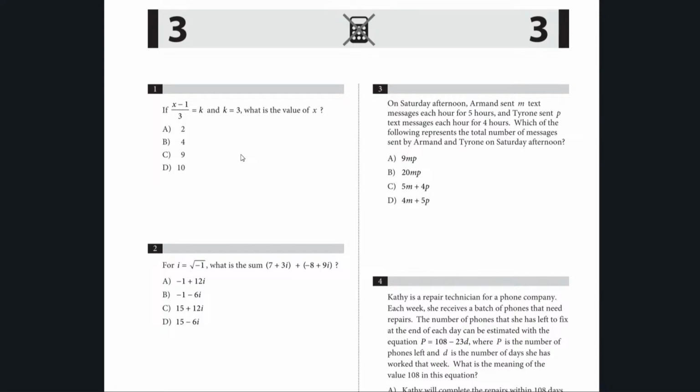Alright, let's get started. If x minus 1 over 3 is equal to k, and k is equal to 3, what is the value of x? Something easy we can do here is just plug in 3 for k. So we have x minus 1 over 3 is equal to 3. We can multiply this 3 over, and we get x minus 1 is equal to 9. Add the 1 to both sides, and we get x is equal to 10. Our answer is D.